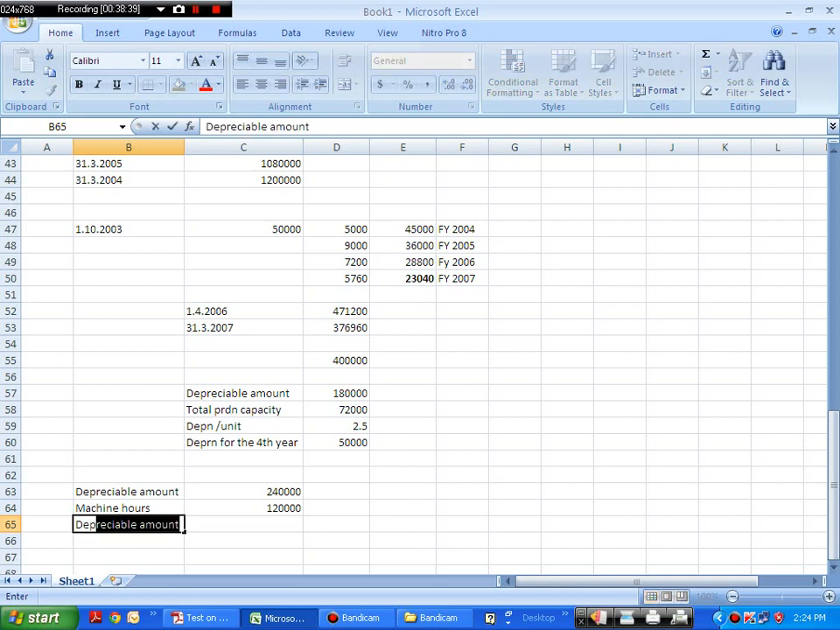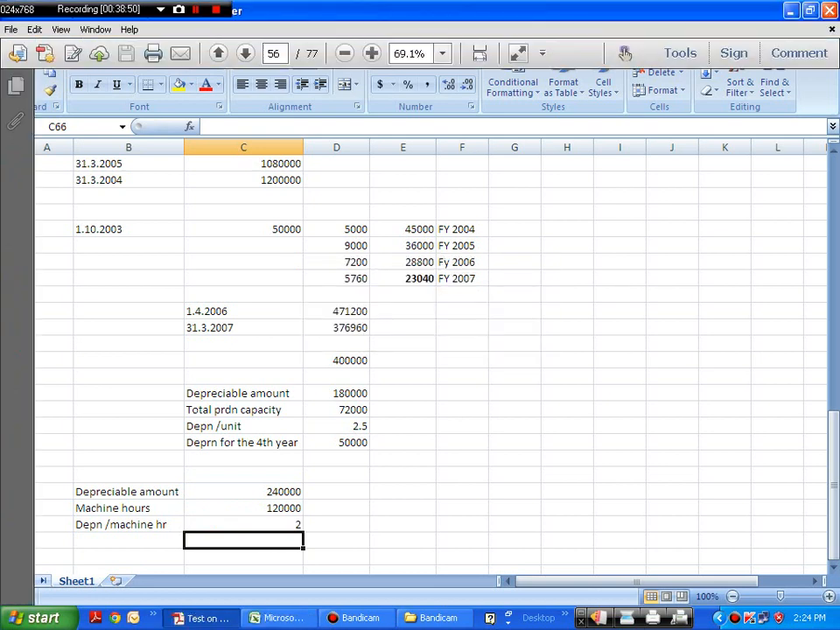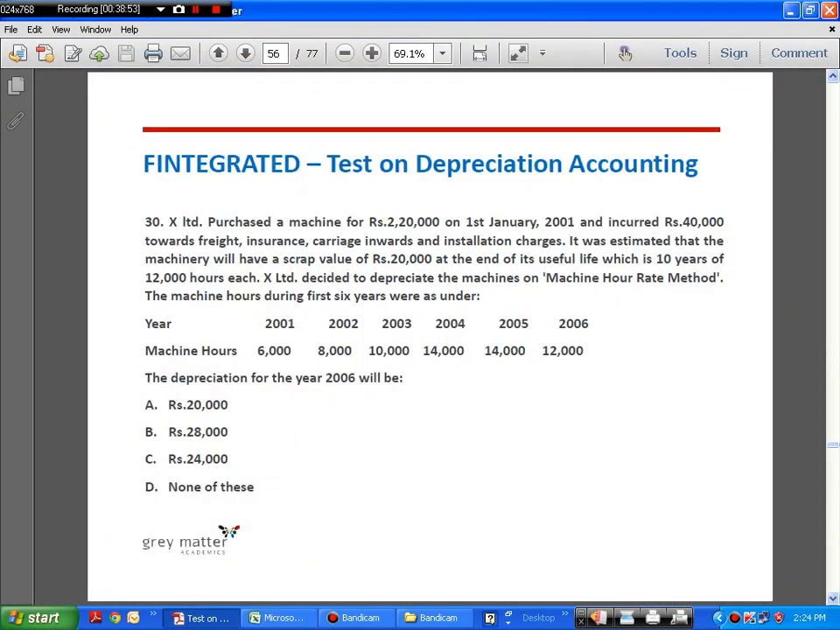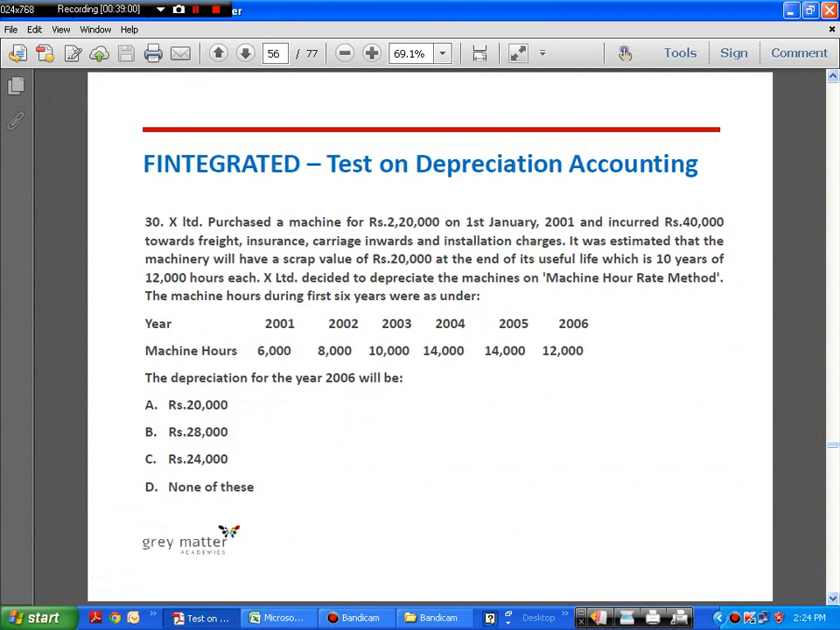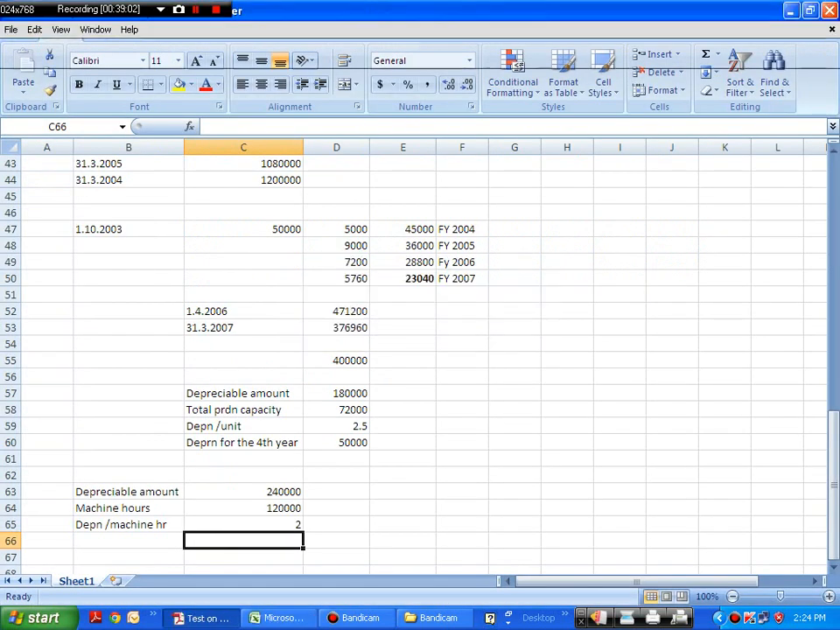And so depreciation per machine hour is equal to 2 rupees. And depreciation for 2006, it's expected to run for 12,000 hours in 2006, and so depreciation will be 24,000 rupees.